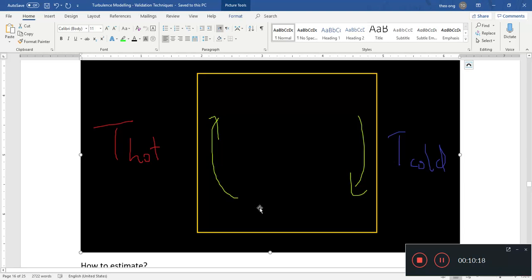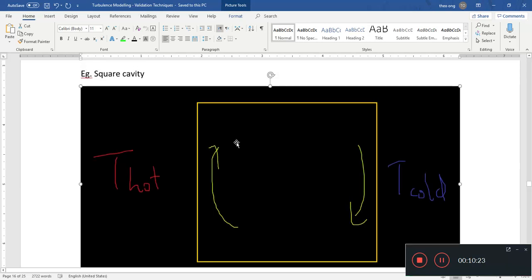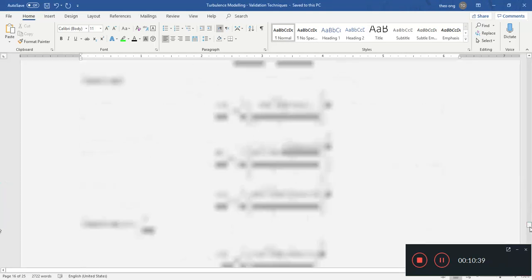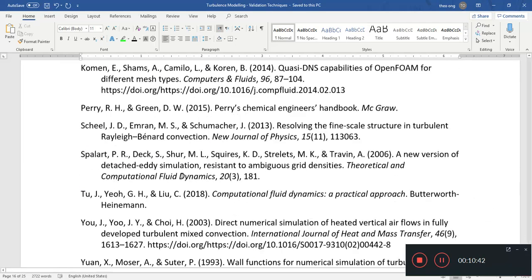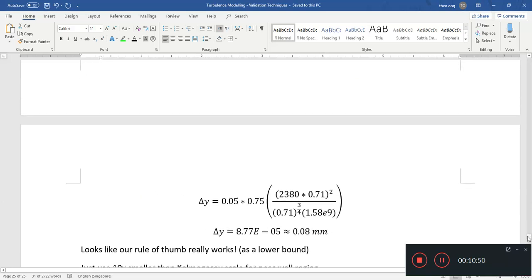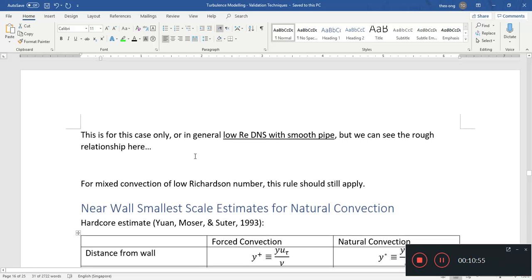I'll bring you along, and we can estimate it to get like this. So what I did for this is we have a square cavity. Actually, I took a look at Ampofo's paper, and I'm not sure how to pronounce his name. Okay, I should insert a citation somewhere. Ampofo, all right, this guy: Experimental benchmark data for turbulent natural convection in a square cavity filled with air. So this is actually, let's put this here.